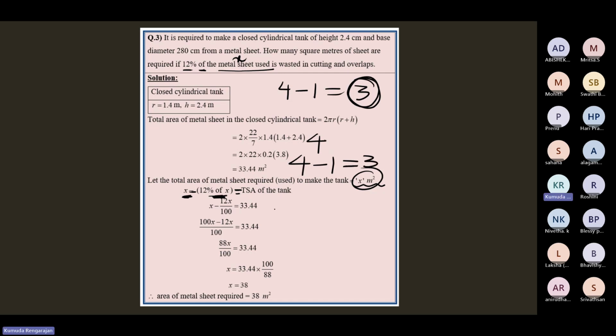In the same way, you purchased X meter square of metal sheet from the market. Wastage should always be subtracted. So minus 12% of X is wasted. So subtract. Now whatever remains, where is it? It is in the total surface area of the tank. So it is equal to the TSA of the tank.